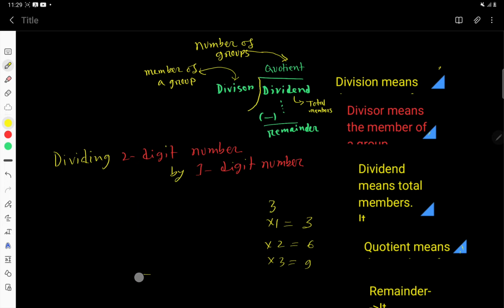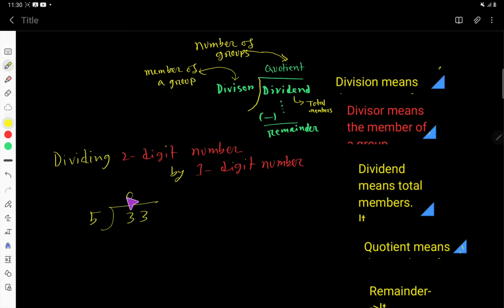So let us take another example. How to divide this 33 by 5? Can you do this? Okay, so look, 5 goes into 3 how many times? Actually this 3 is smaller than 5, so you can say 0 times. So let us write 0.